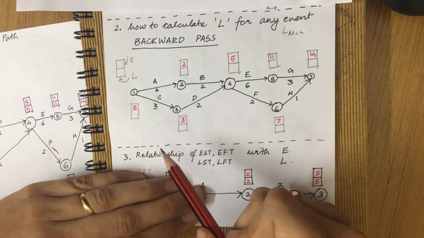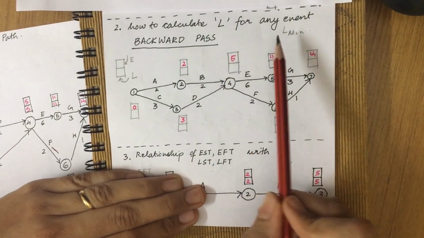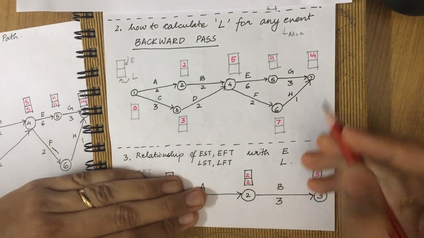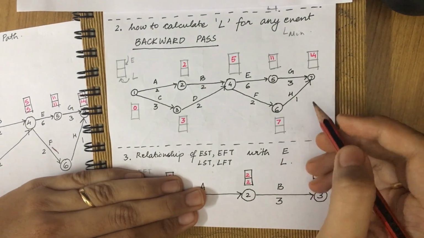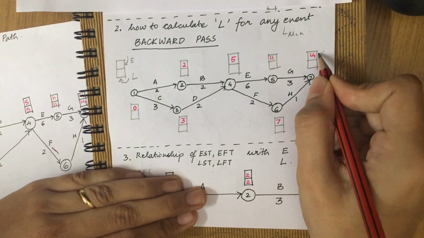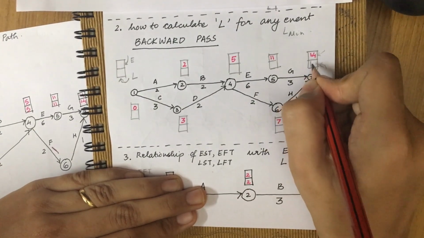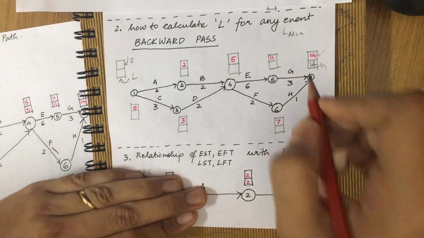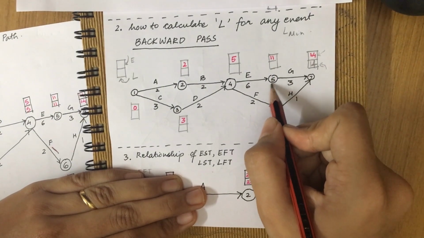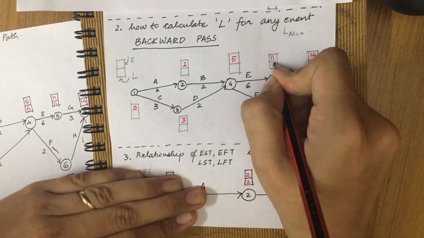We have calculated the value of E for this network. Now we will calculate the L for any event. For this you need to use the backward pass method. So the backward pass method has to be started from behind. Our second assumption is that the value of E and the value of L for the final event is going to be the same. So we take this as 14. Now L for the event 5 is 14 minus 3, that is 11.